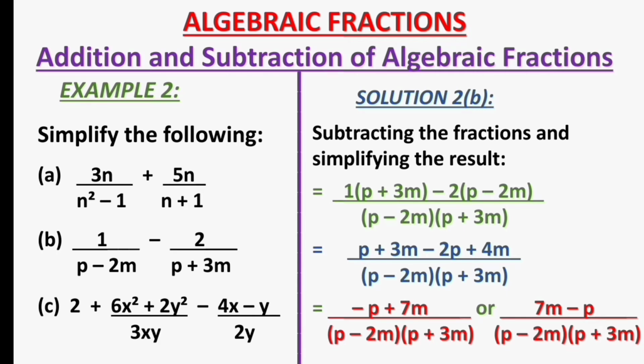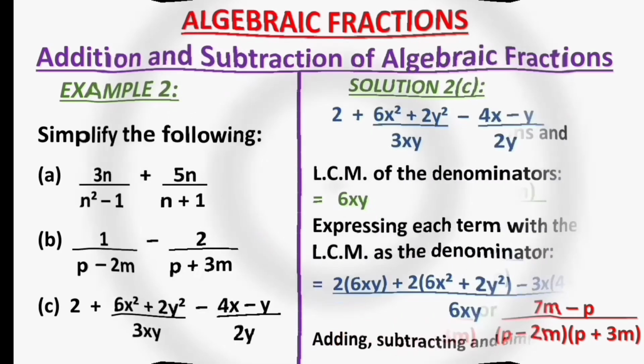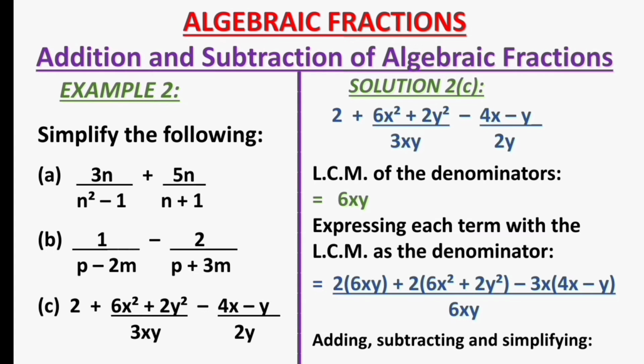Next, let's see the solution to example 2c involving the addition and subtraction of algebraic fractions. To start with, what do you think will be the LCM of the denominators to the question in example 2c? Let's see if you are right. Example 2c involves the addition and subtraction of algebraic fractions. Simplifying 2 plus 6x squared plus 2y squared divided by 3xy minus 4x minus y divided by 2y. The LCM of the denominators is 6xy. I hope you got that right.